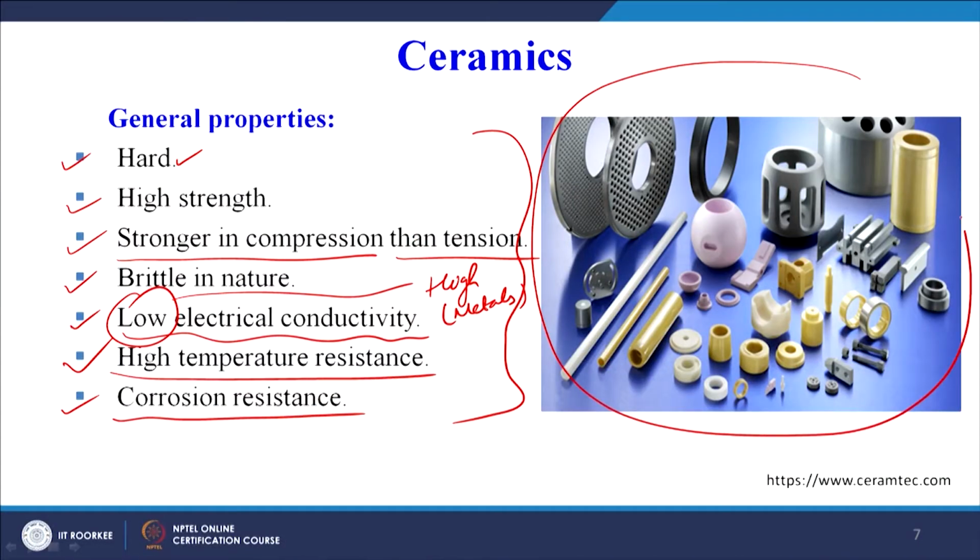Here we can see some of the applications, pictures of the ceramics. Small components are usually made with ceramics, and there can be different manufacturing processes for making ceramics. For metals, if you remember from today's slides, we have seen that metals can be machined, casted, forged, extruded. They can be drawn into thin wires, they can be beaten into thin sheets.